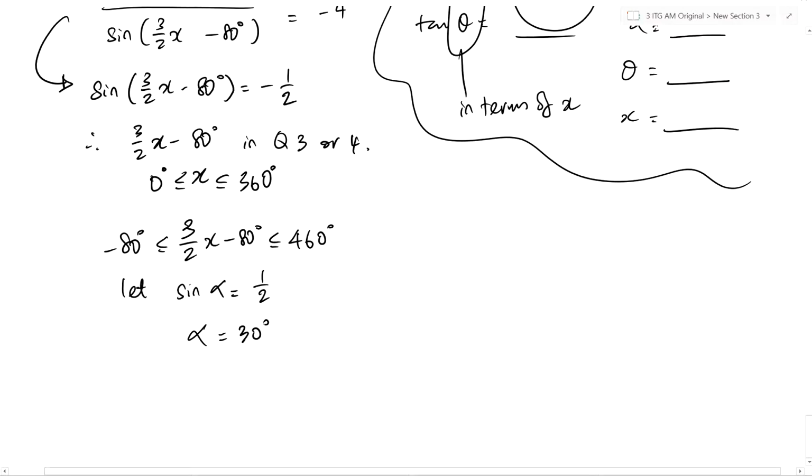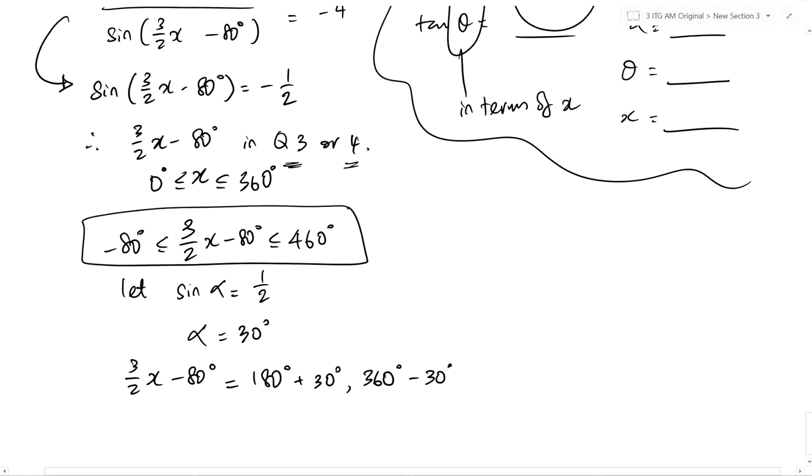So now we have in quadrant 3, 3 over 2x minus 80 degrees must be in quadrant 3 with basic angle of 30 degrees. So the angle must be 180 plus 30. Now in quadrant 4 as well. So 360 minus 30 degrees. Now based on these two, do they fall in the range?